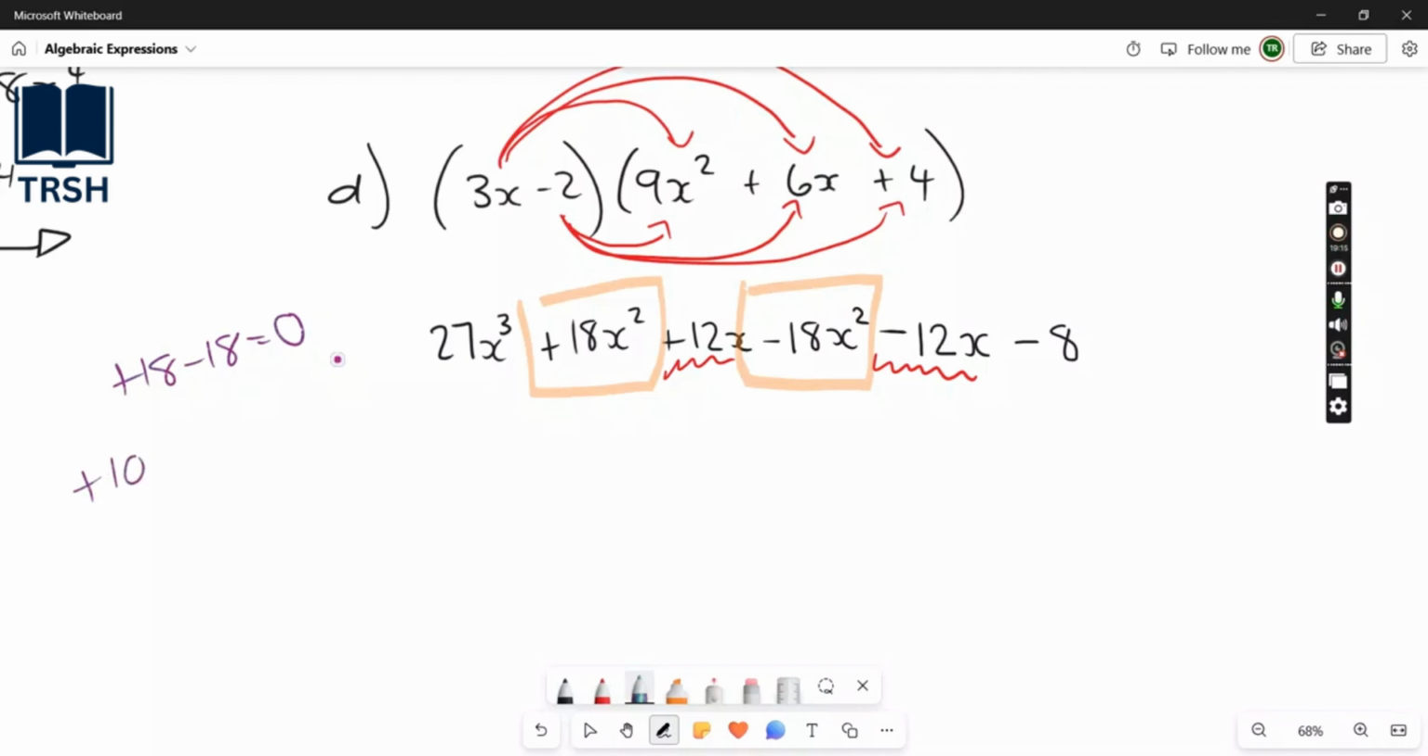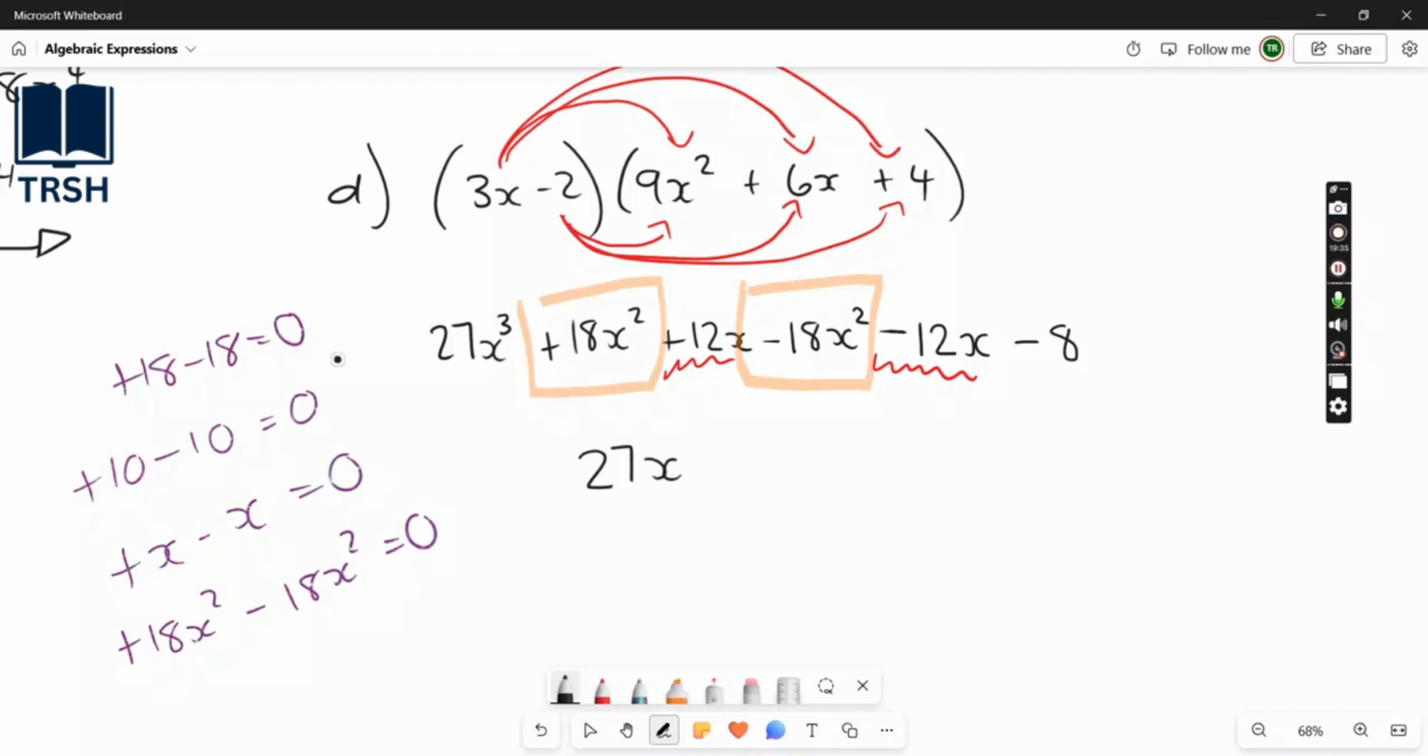If you have plus 10 minus 10, it will give you 0. If you have plus x minus x, it will give you 0. That's exactly what we have. We have plus 18x squared minus 18x squared, which will give us 0. Same with positive 12x and negative 12x. It will give us 0. So essentially, the only thing we have left is 27x to the power of 3 minus 8, and that is our answer.